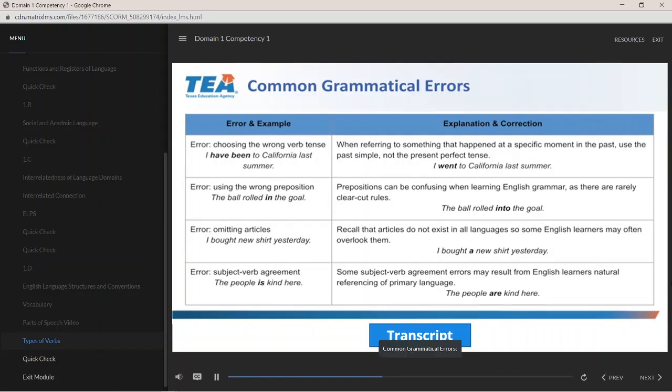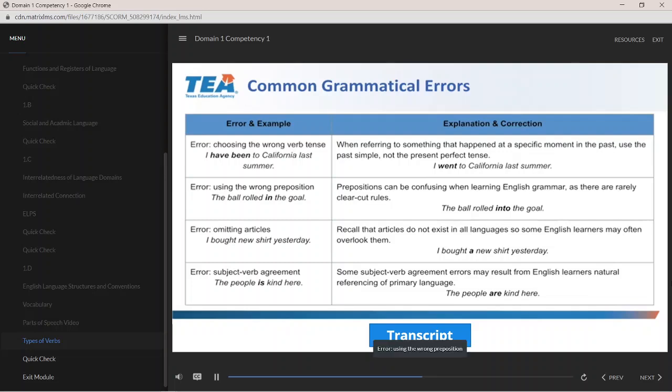Common grammatical errors. All students, including English learners, will make grammatical errors as a natural part of the learning process. This chart lists a few common errors, sentence examples, a possible explanation for the error, and the corrected sentence. Error: choosing the wrong verb tense. Example: I have been to California last summer. Explanation: when referring to something that happened at a specific moment in the past, use the past simple, not the present perfect tense. Correction: I went to California last summer.